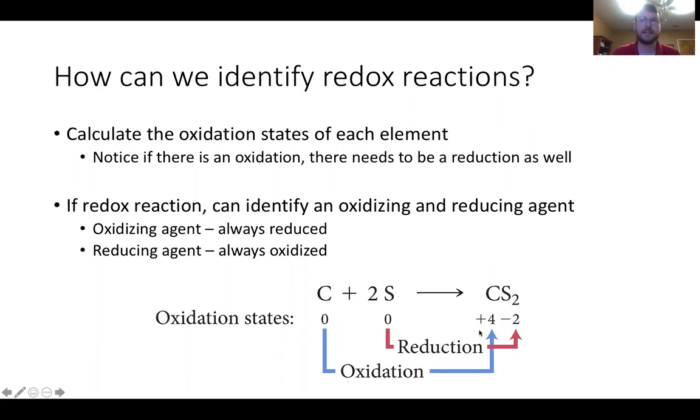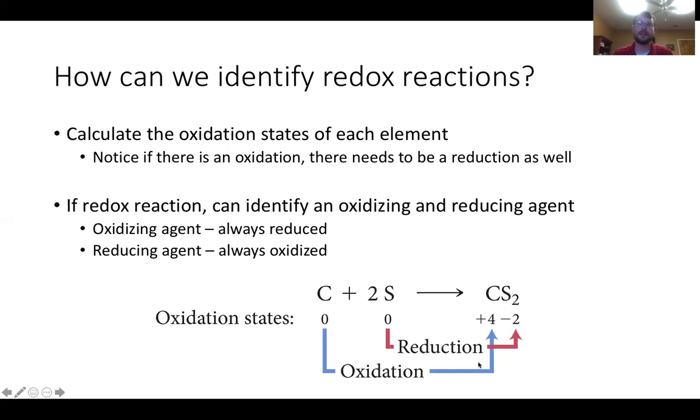If you gain an electron, you're going to become more negative. If you lose an electron, you're going to become more positive. And so this copper becomes more positive by losing electrons. Remember, oxidation is loss. So this is what becomes oxidized. The copper becomes oxidized. The sulfur becomes reduced because it gains those electrons.